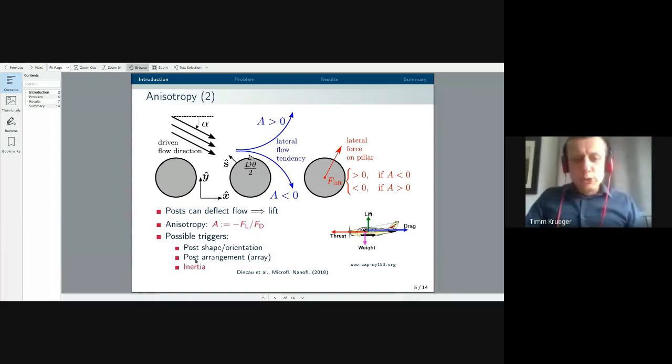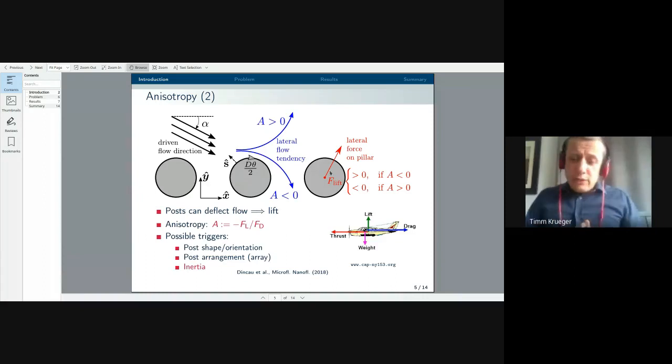I said already post shape and post arrangement can play a role, even at small Reynolds number. But we want to investigate the finite Reynolds number case. And of course, if you have more inertia in your system, you will get different flow features, and therefore you may have anisotropy in your system. And while lift force is very important for many applications in industry, think of a plane. A plane would never be able to fly without a lift force, which is a desired force. In our case, we would like to reduce the lift force.